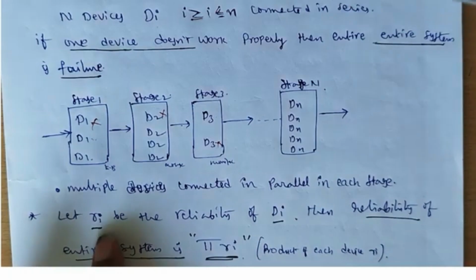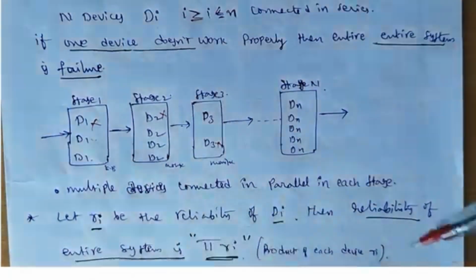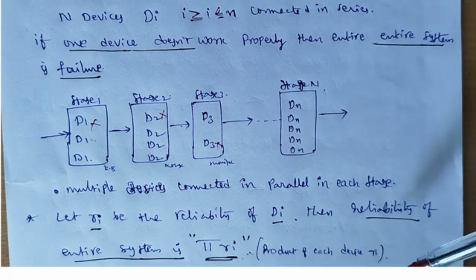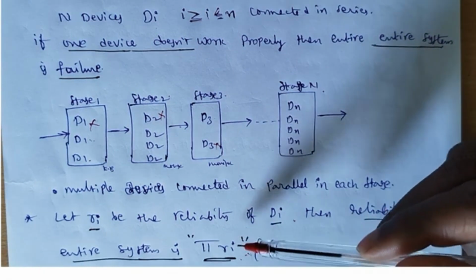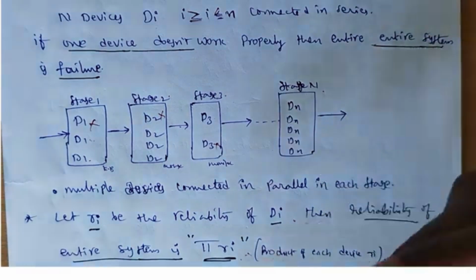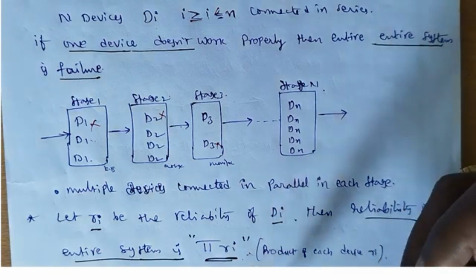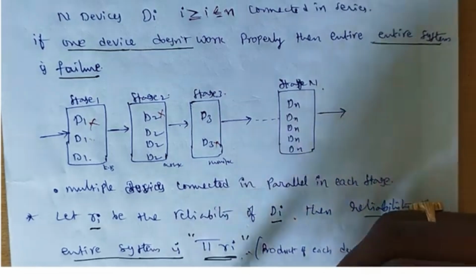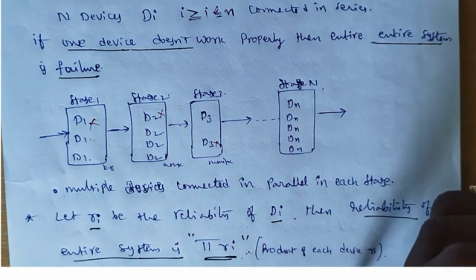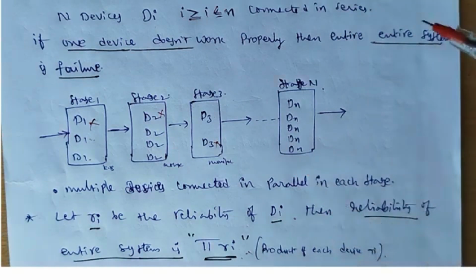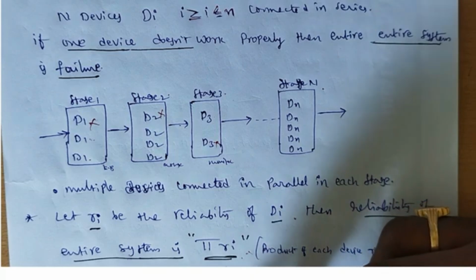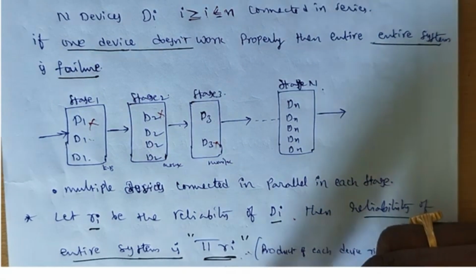Next, let Ri be the reliability of Di. Then the reliability of the entire system is pi Ri. Here, what does pi Ri mean? It is the product of Ri of each device. Let Mi be the number of copies of device i. Mi is nothing but the number of copies of the device. For example, M1 equals 3, then we have 3 copies of device 1. For example, M2 is 5, then how many copies do we have? 5 copies.